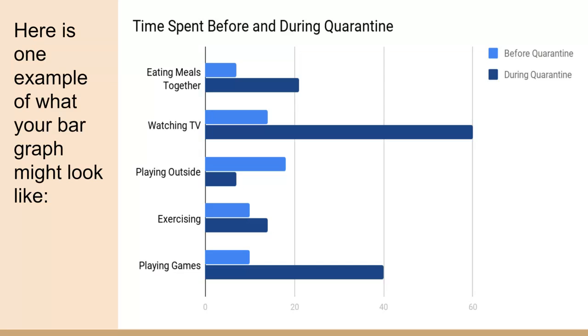On this slide, I showed you an example of what yours might look like. So if you can't imagine what your graph would look like, use this one as a template. So here's one example of what your bar graph might look like. The light blue is time spent before quarantine, and the dark blue is during quarantine. As you can see by this graph, that person spent a lot more time watching TV during quarantine than they did before quarantine. So here's an example of what your graph can look like.